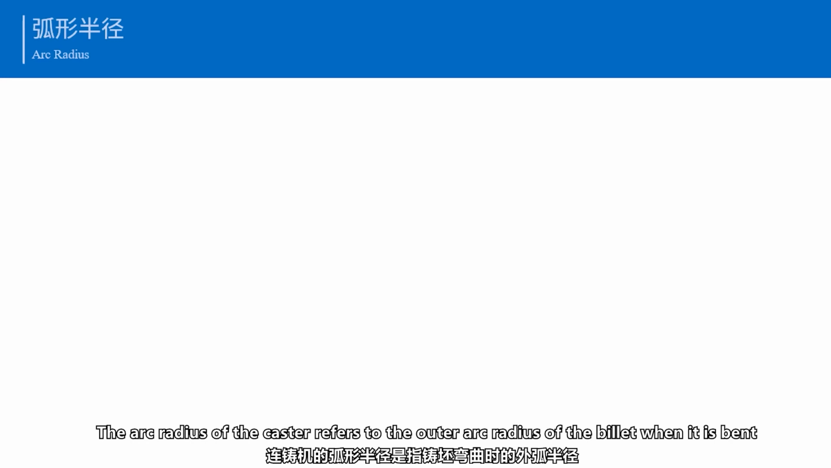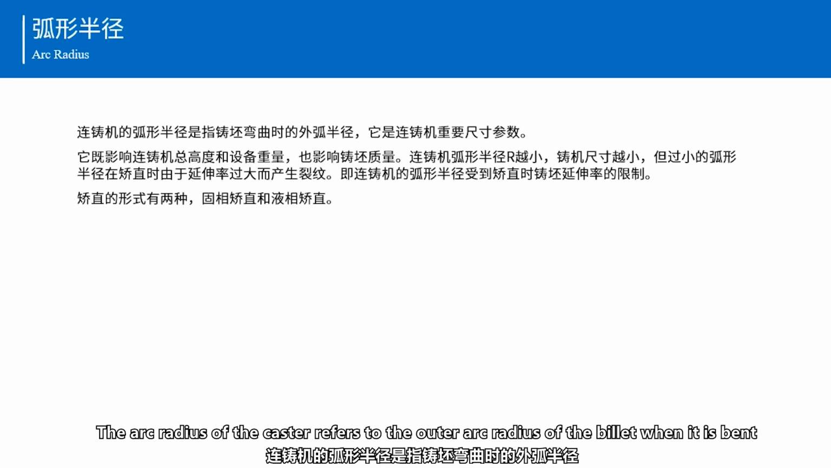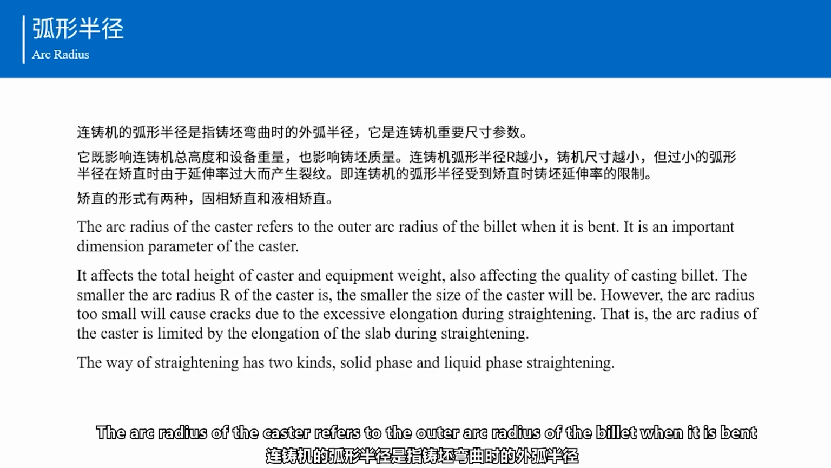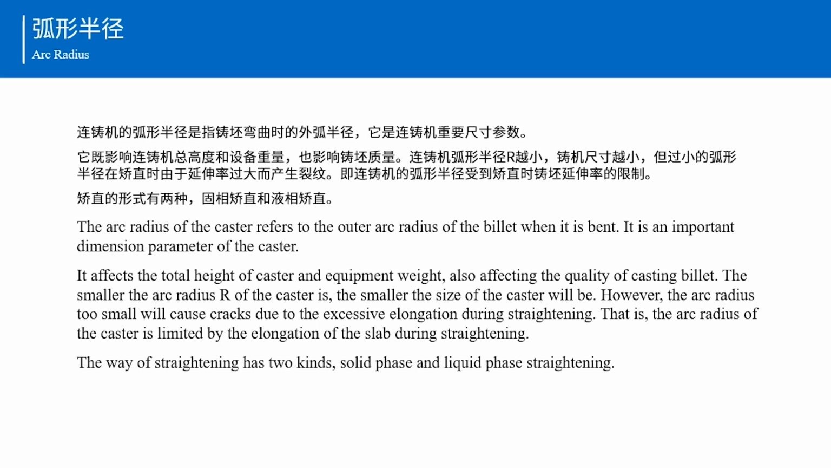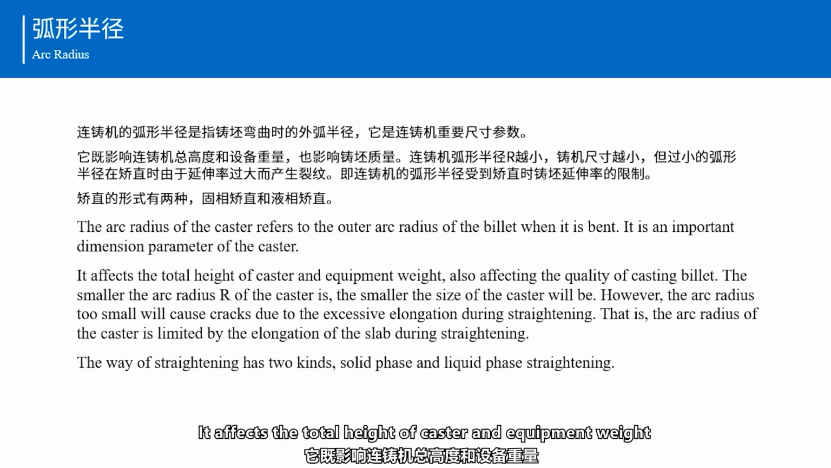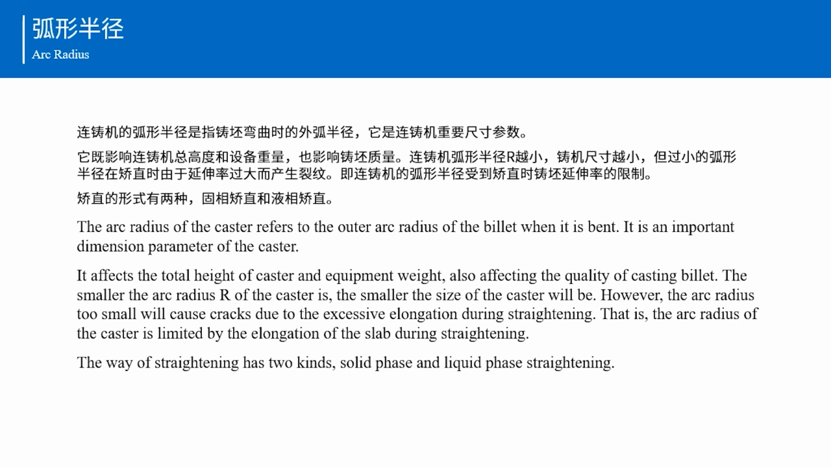The arc radius of the caster refers to the outer arc radius of the billet when it is bent. It is an important dimension parameter of the caster. It affects the total height of the caster and equipment weight, also affecting the quality of the casting billet.